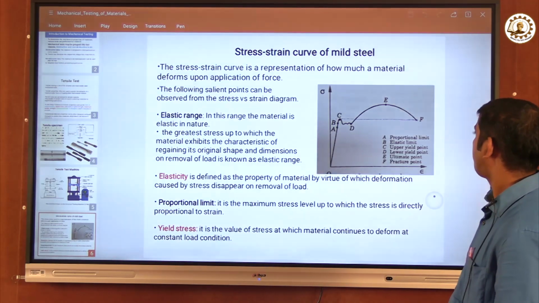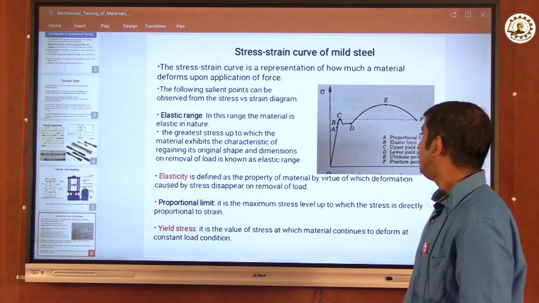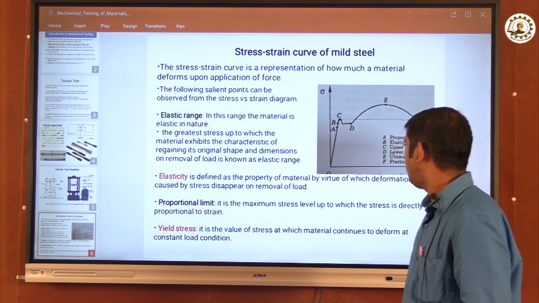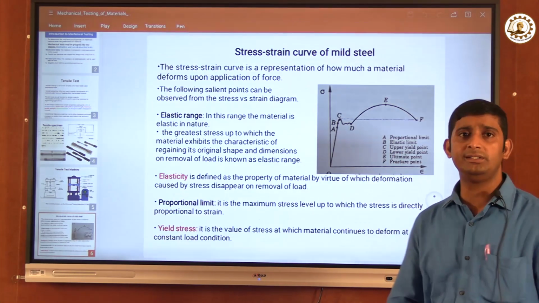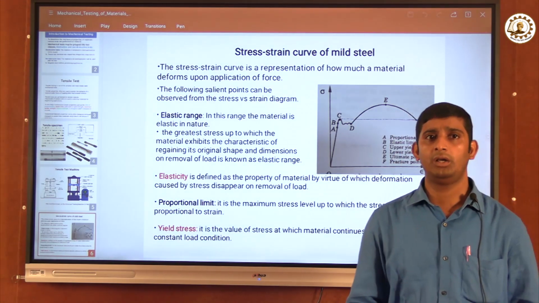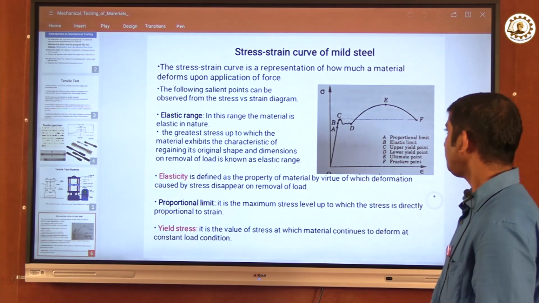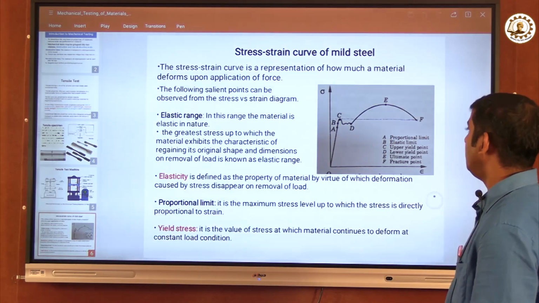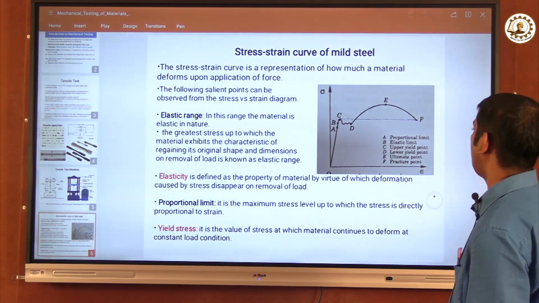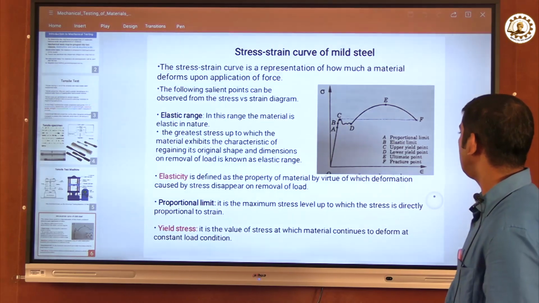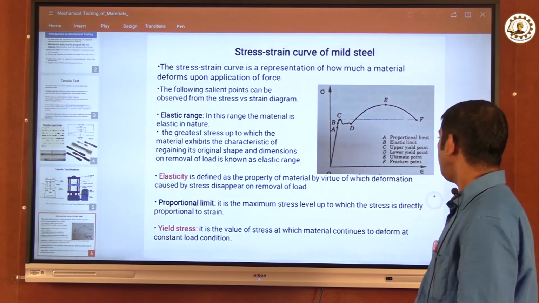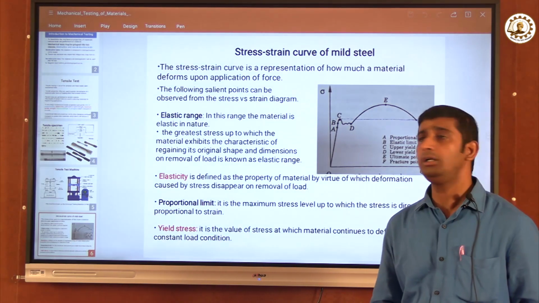And what is the proportional limit? It is the maximum stress level up to which the stress is directly proportional to the strain value. What is yield stress? It is the value of stress at which the material continues to deform at constant load.